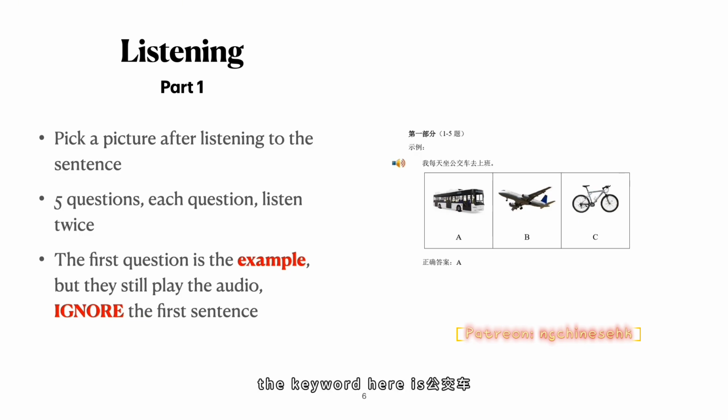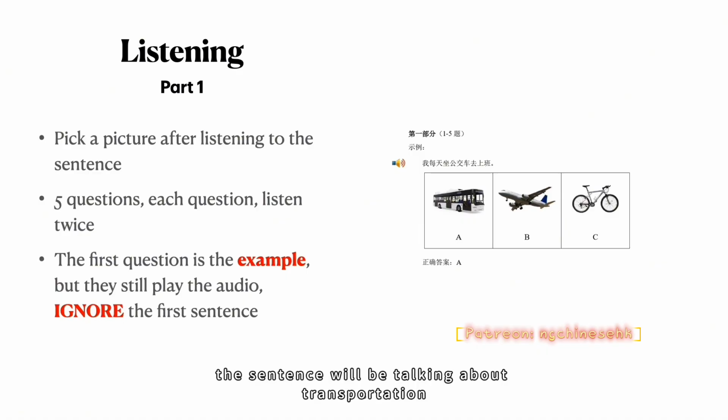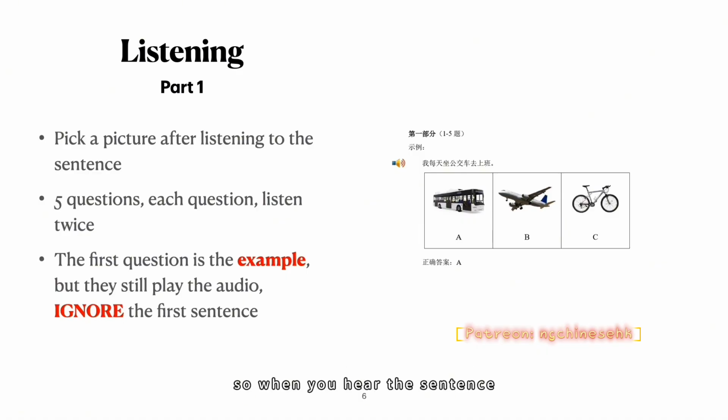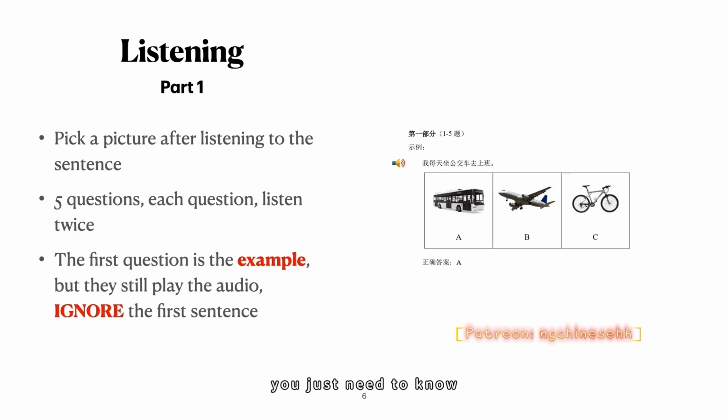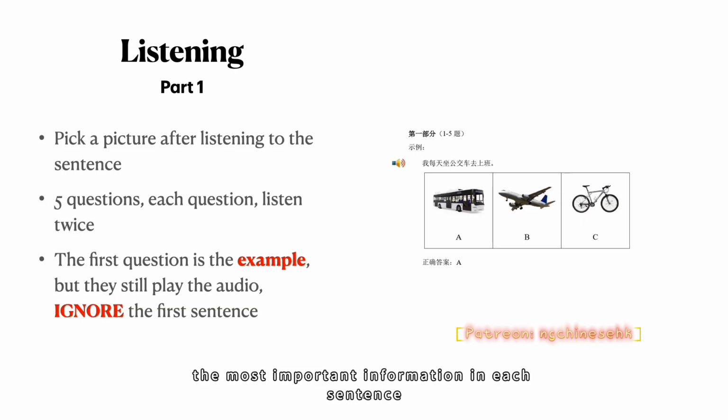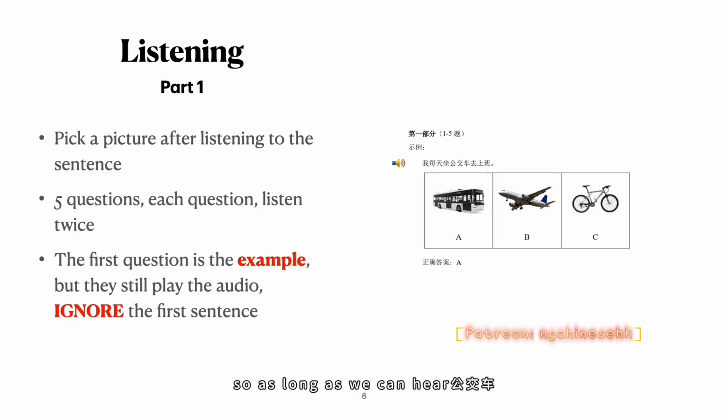The key word here is 公交车, because from A, B, C, these 3 pictures, you will see the sentence will be talking about transportation. So when you hear the sentence, you don't have to take care of all the details in the sentence. You just need to know the most important information in each sentence. For example, here, it's talking about transportation. So as long as we can hear 公交车, then we will know A is the correct answer.